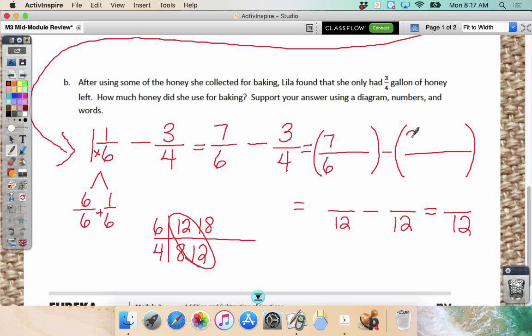7/6 minus 3/4. I don't get to keep either one of those fractions, do I? No. So I'm going to ask myself these questions. 6 times what equals 12? 2. Okay. And whatever you do to the bottom, very good. And 4 times what equals 12? 3. So that's going to be 14 minus 9. And that's the answer, guys. Pretty good, huh? Let's see what we got next. 5/12.